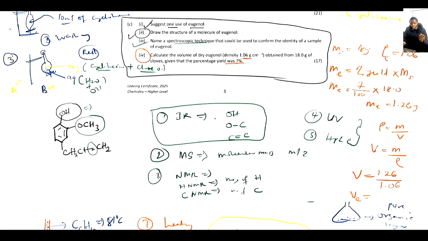Why do we have to measure the volume? Because eugenol is in the form of a liquid, a colored liquid. It's an oil. You know how oil looks, right?